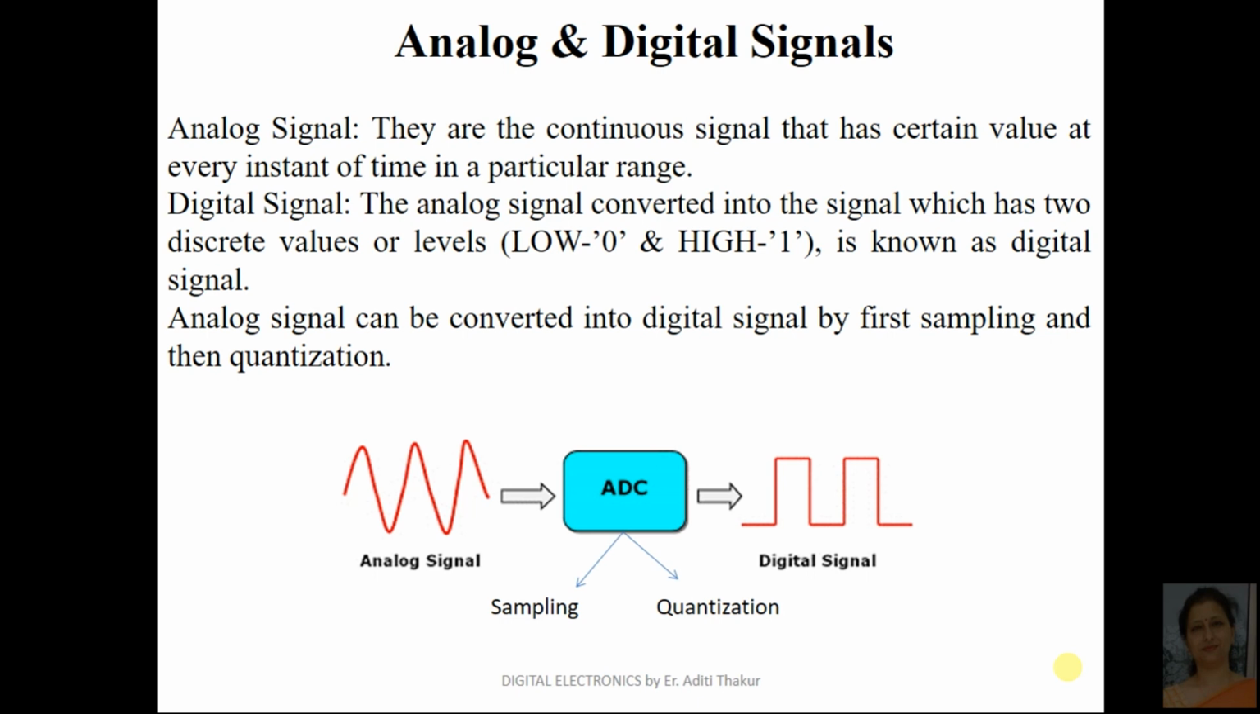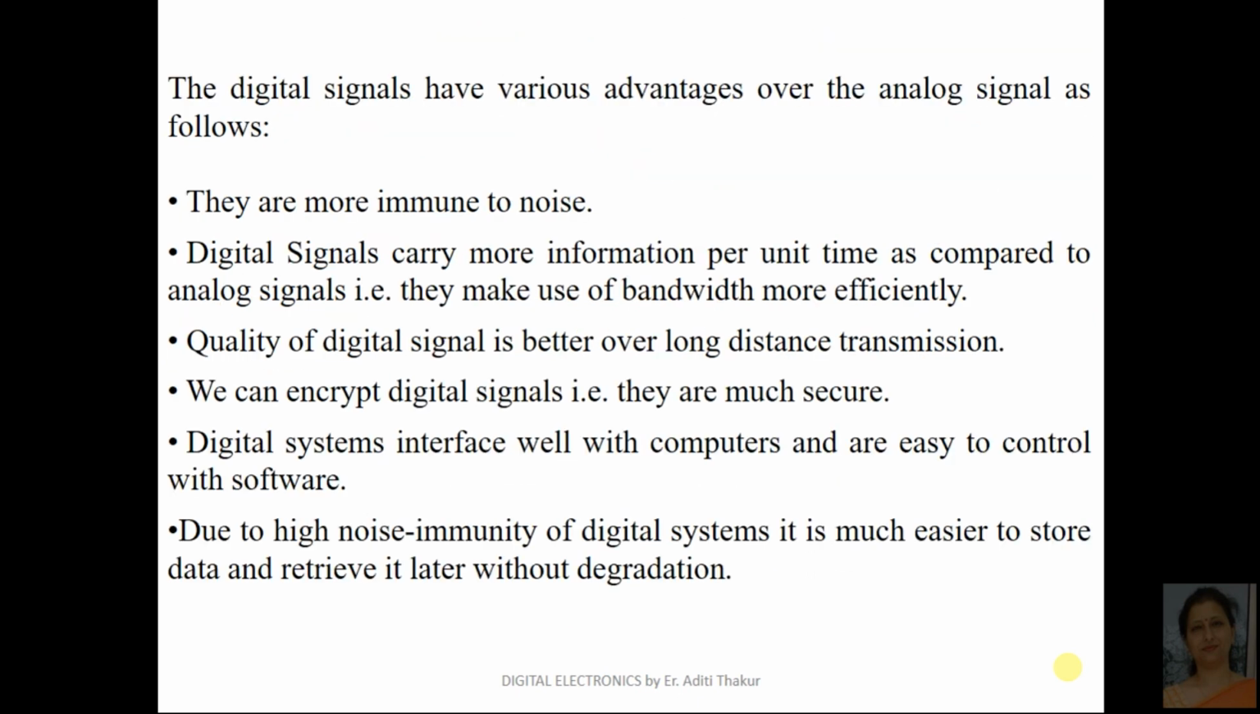It is represented in a diagram below. Now, analog signals can be converted into a digital signal by first sampling and then quantization. The process of sampling and quantization is combinedly called analog to digital conversion, or in short ADC.